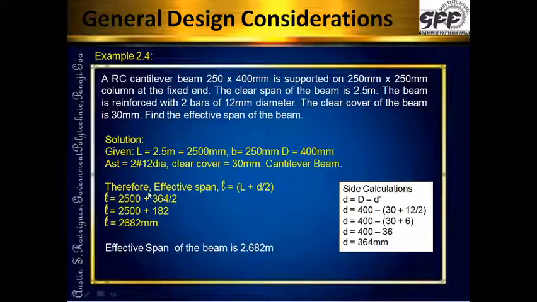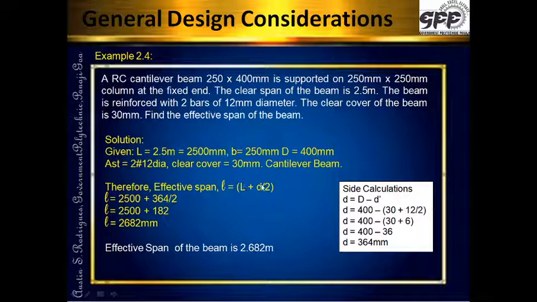Now therefore for a cantilever beam, effective span L is clear span plus half the effective depth. Please note it's a cantilever beam with one side as column. So the effective span is capital L, that is clear span, plus half the effective depth. Now L is equal to 2500. Capital L is already known, given over here as 2500.